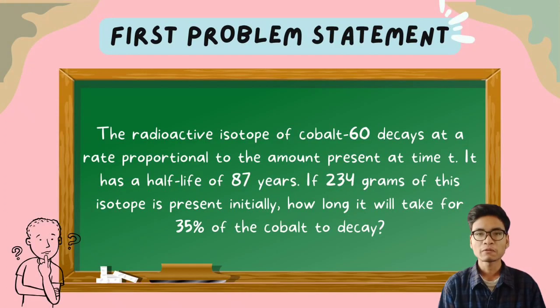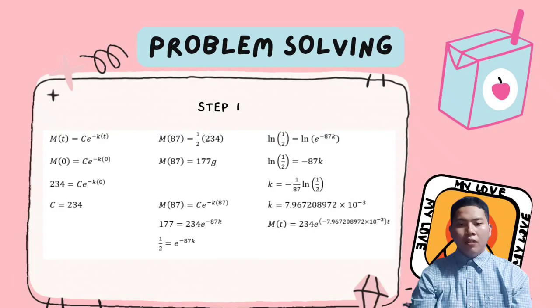The problem statement for this topic is: the radioactive isotope of cobalt-60 decays at a rate proportional to the amount present at time t. It has a half-life of 87 years. If 234 grams of this isotope is present initially, how long will it take for 35% of the cobalt to decay?